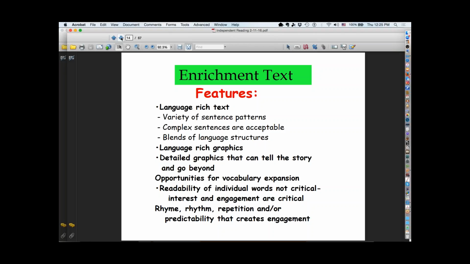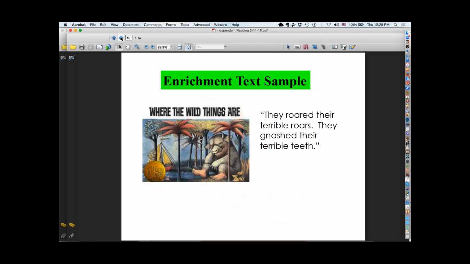The readability of the individual words is not critical. It's about interest and engagement. We might have a little bit of the features such as rhyme, rhythm, repetition, or predictability to create engagement, but they're not really necessary. So a perfect exemplar from an off-the-shelf trade book for enrichment text sample is Where the Wild Things Are.